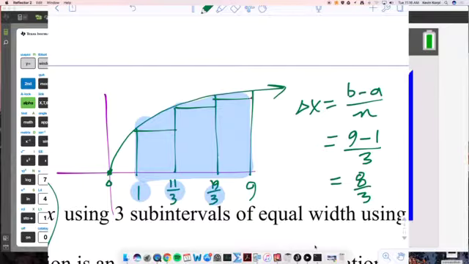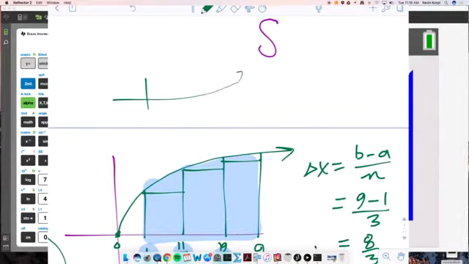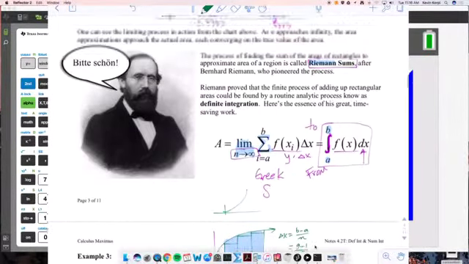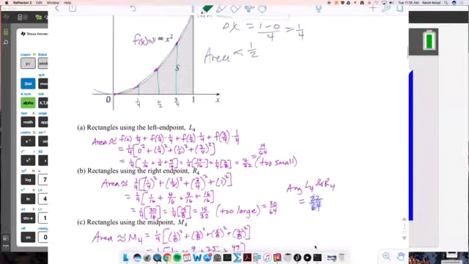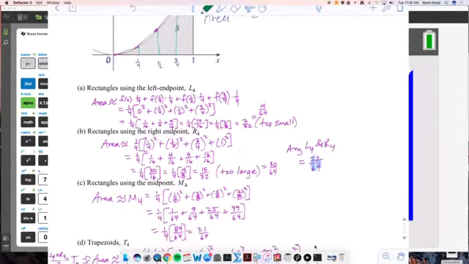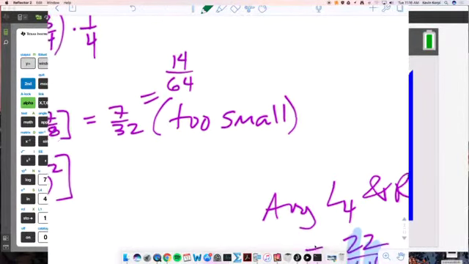Yeah, well, what if it were concave up? Would it still be too big? If it were concave up, it would look like that. We just kind of did that up here, didn't we? Was the left endpoint too big or too small? It was too small. Yeah.